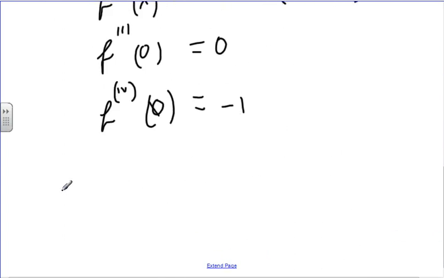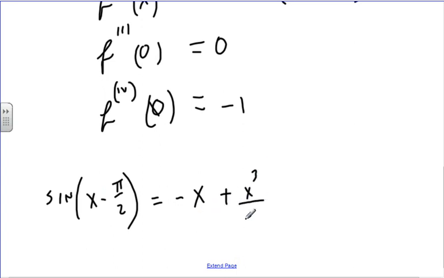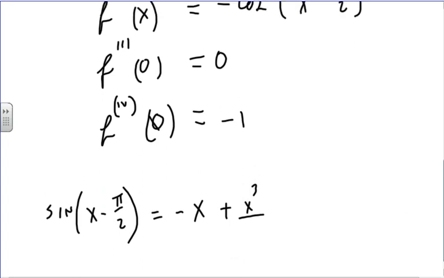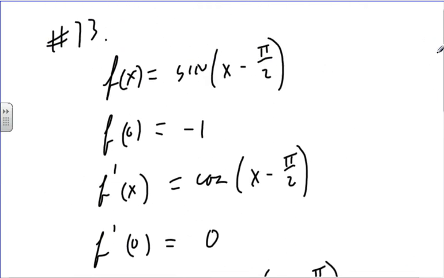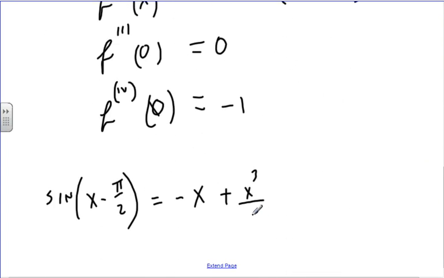Okay, so number 13, the sine of x minus pi over 2, is going to give me minus 1 plus x squared over 2 factorial minus x to the 4th over 4 factorial plus x to the 6th over 6 factorial.